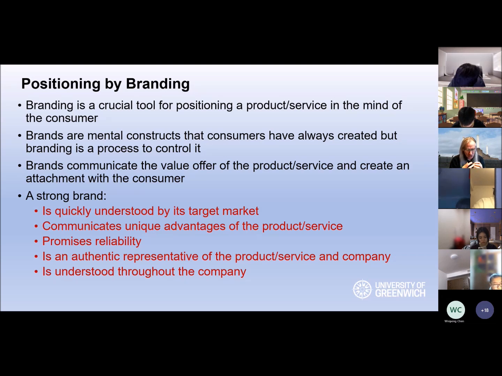Good branding, well, a strong brand communicates the unique advantages of the product. It promises a reliability or a dependability. It's that you know that the brand image you've got in your mind is not going to change. It'll always be appropriate. So it needs to represent that product or that service in a genuine and an authentic way, but it's also something that needs to be understood throughout the company. It's not just projected outside of the company in the hope that consumers will understand the marketing message that you're trying to get across.